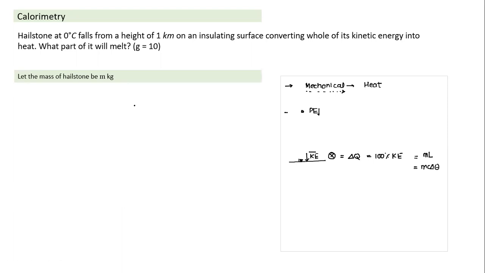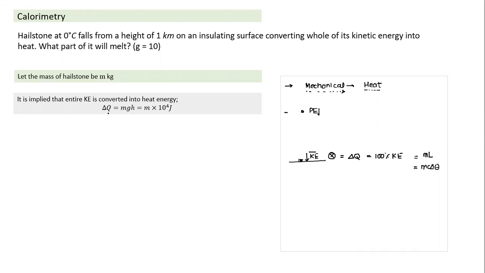Let's look at that. What is important here is the units. Many times we use the CGS system, with grams and calories, so whenever we convert, we have to be consistent with units. Let's pay attention to the units part. Let the mass of the hailstone be m kg. Mass is in kg, so units are also important. It is implied that the entire kinetic energy is converted to heat.